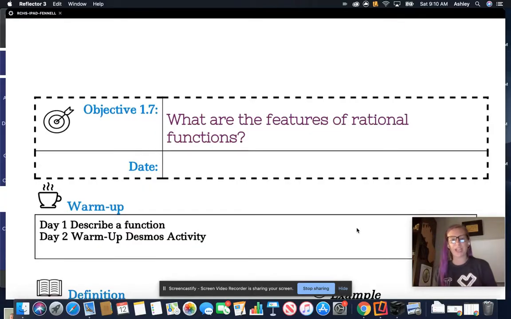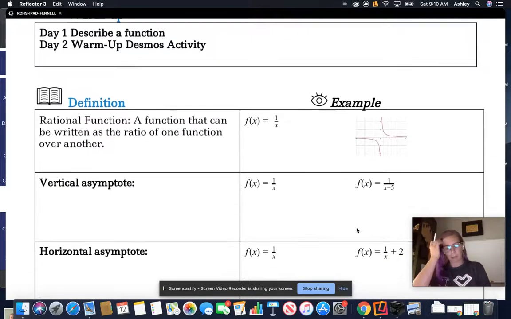Hello, wonderful 3H students. Today, or this week rather, we are going to be talking about rational functions and all of the features of rational functions. So we're going to describe a rational function just like we described functions last week, but this is a function you potentially have never seen before. Write down today's date, keep yourself organized.